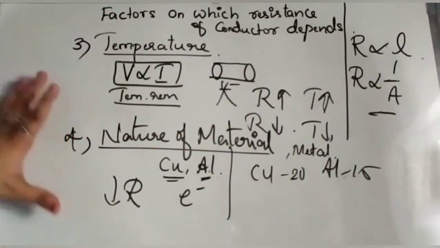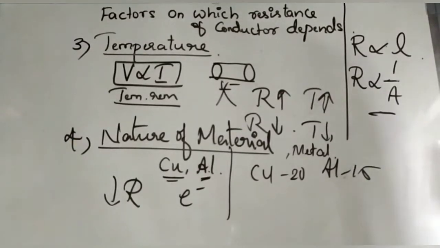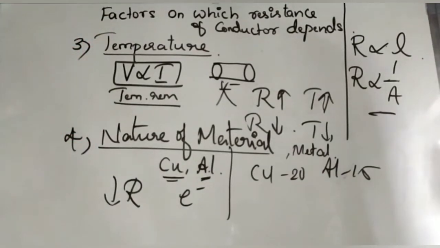So that means the resistance depends on four factors. One, it depends upon the length of the conductor. Secondly, it depends upon the area of cross section. Third, it depends on temperature. Fourth, it depends on the nature of the material.